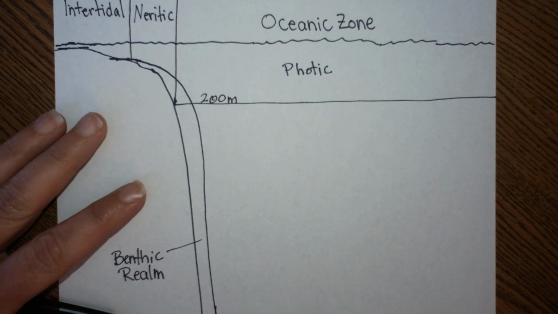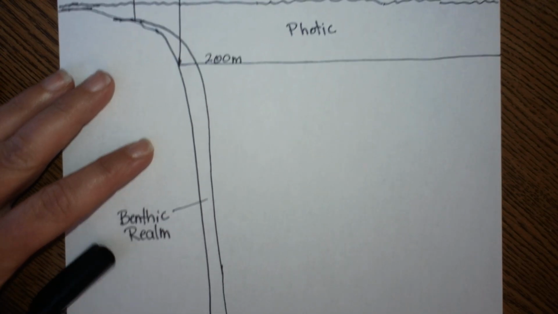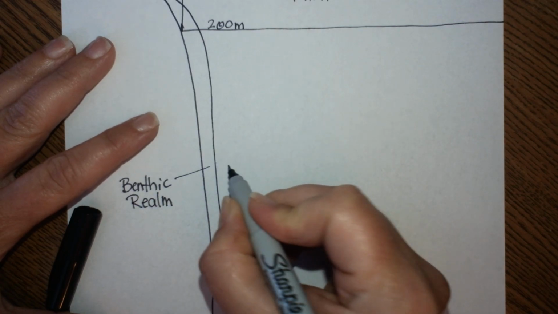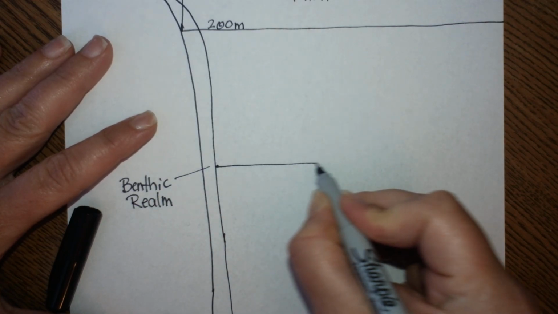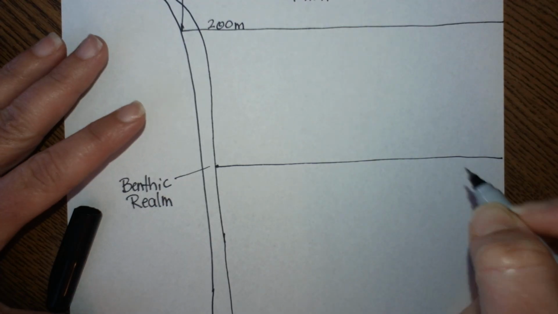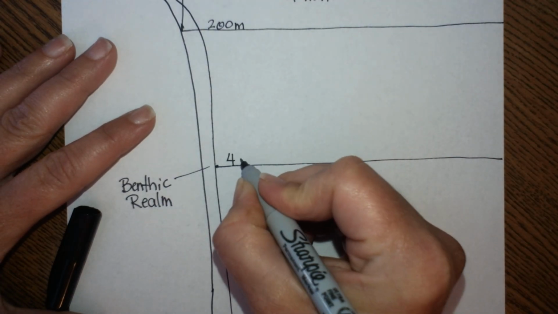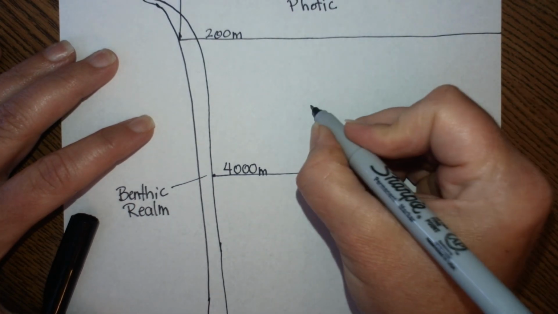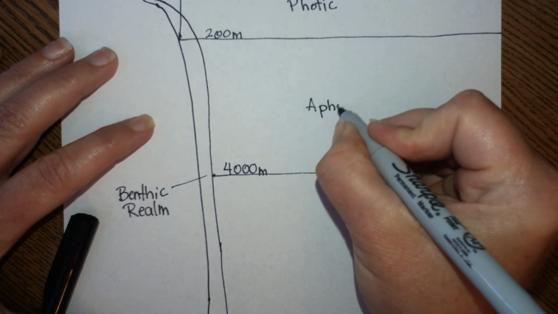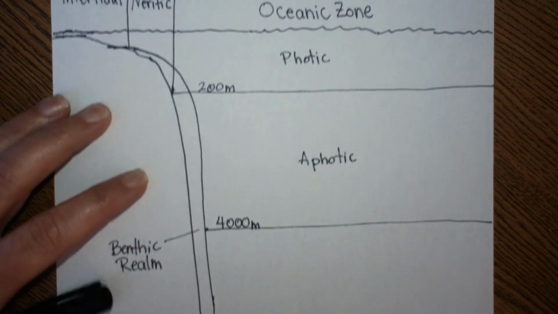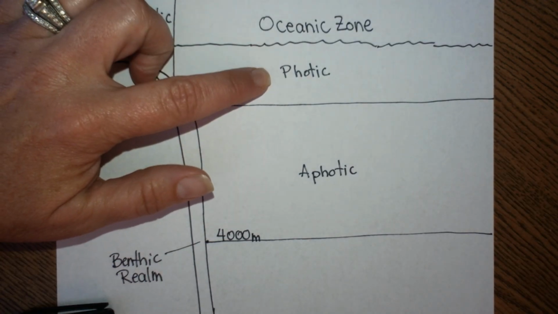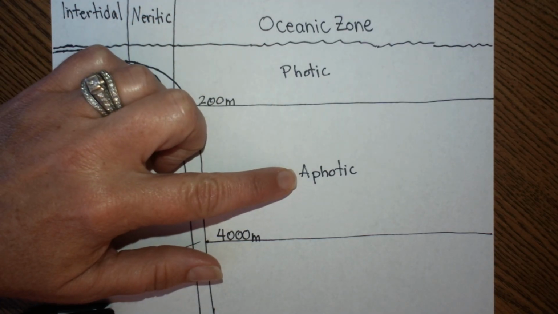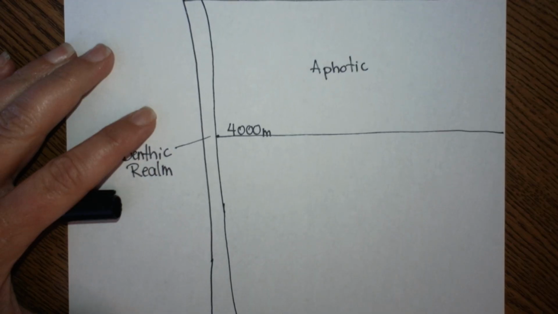Okay. Then we're going to come down the page just a little bit, and we're going to call this the aphotic zone. And this is not to scale by any means, so please don't judge that. About 4,000 meters, that is where the aphotic zone ends. So let's process for a little bit. We have the photic zone. Photic is light. The light can reach this zone. What is aphotic? No light. It gets dark there. Right.